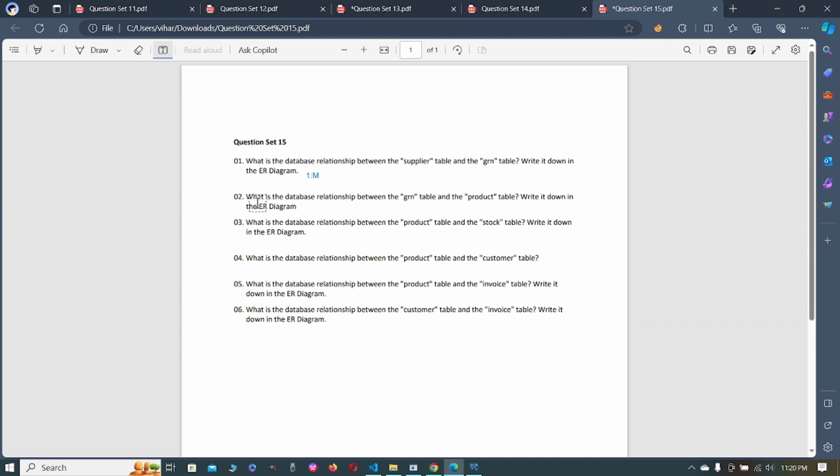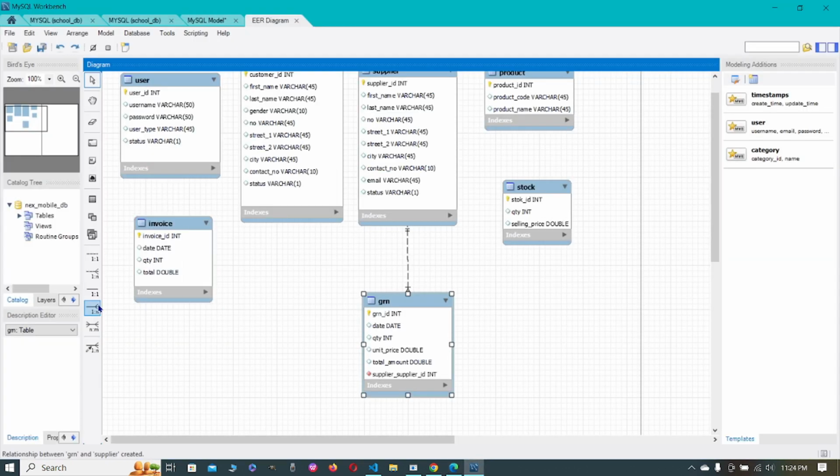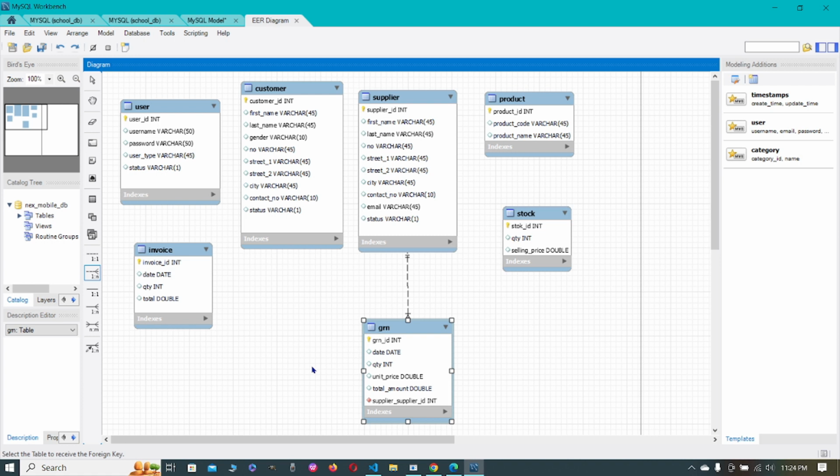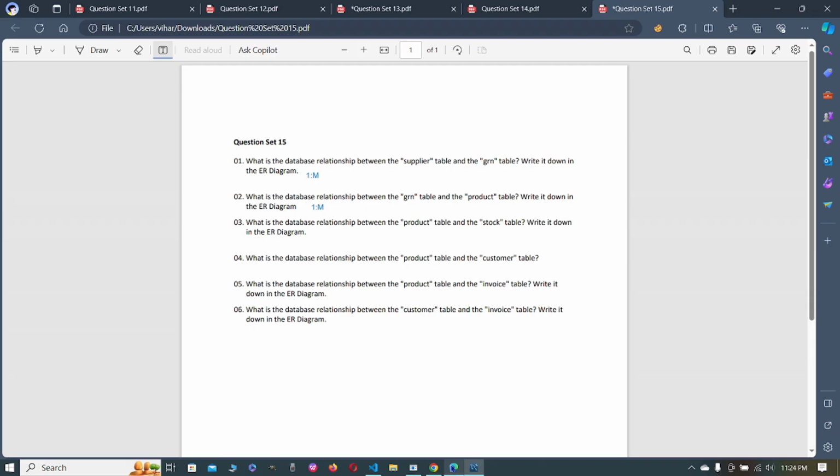The second question, what is the database relationship between the GRN table and the product table? Write it down in the ER diagram. Once again, it's a many-to-one relationship, if not a one-to-many relationship in terms of the product table to the GRN table. Let's mark it on the ER diagram as well. So it's a one-to-many relationship between the product table and the GRN table.